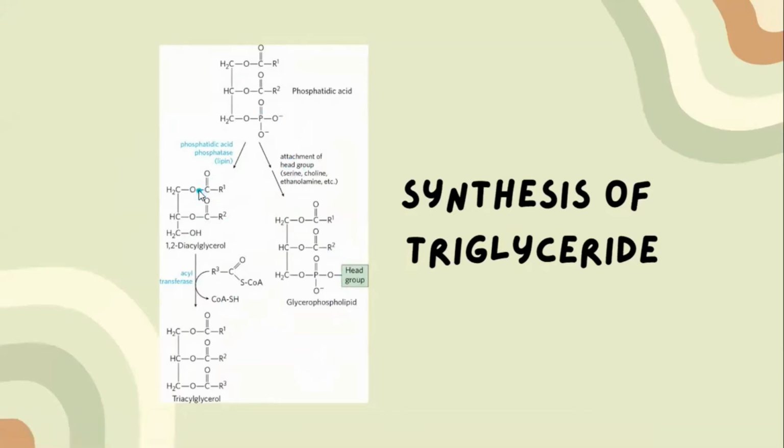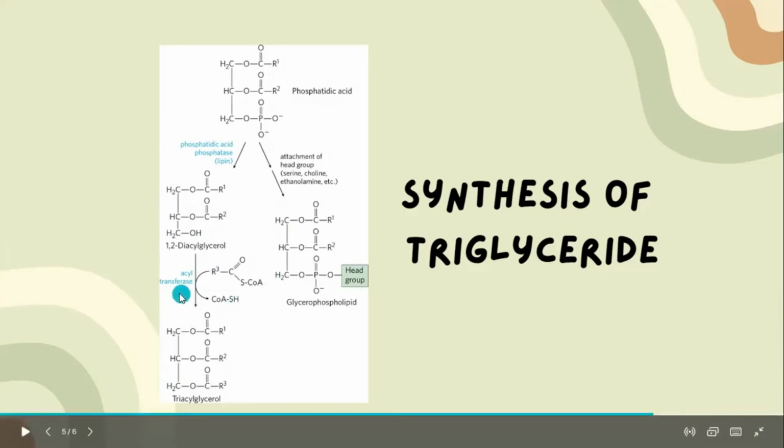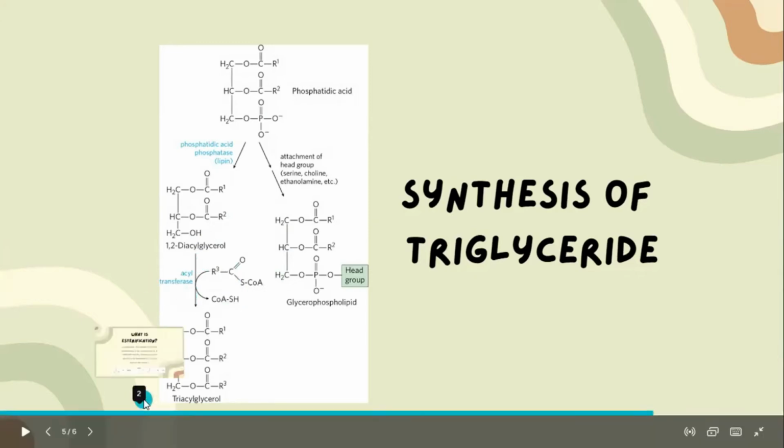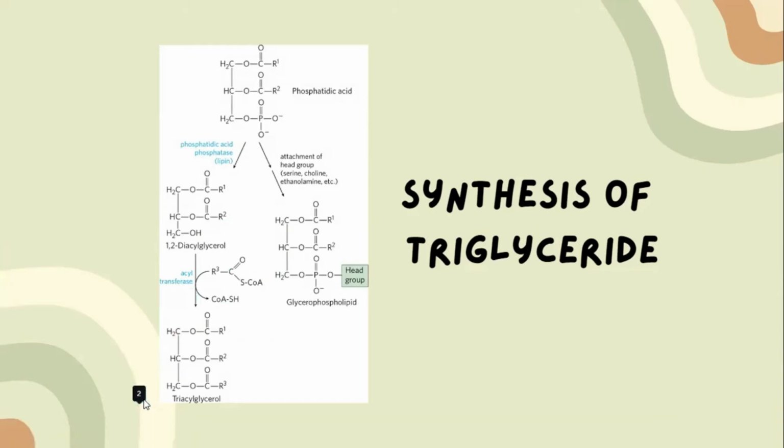The next step is that the diacylglycerol obtained from step 2 is then converted to triacylglycerol with the incorporation of a third fatty acyl-CoA by the enzyme acyltransferase. It's just the same process, but this time we add the third fatty acyl-CoA, which is why it's now called a triacylglycerol. This process is called transesterification.